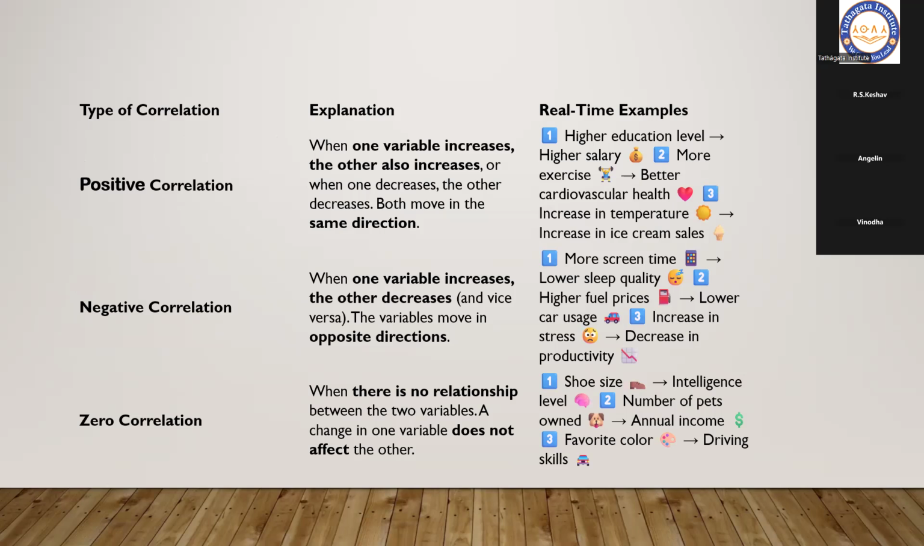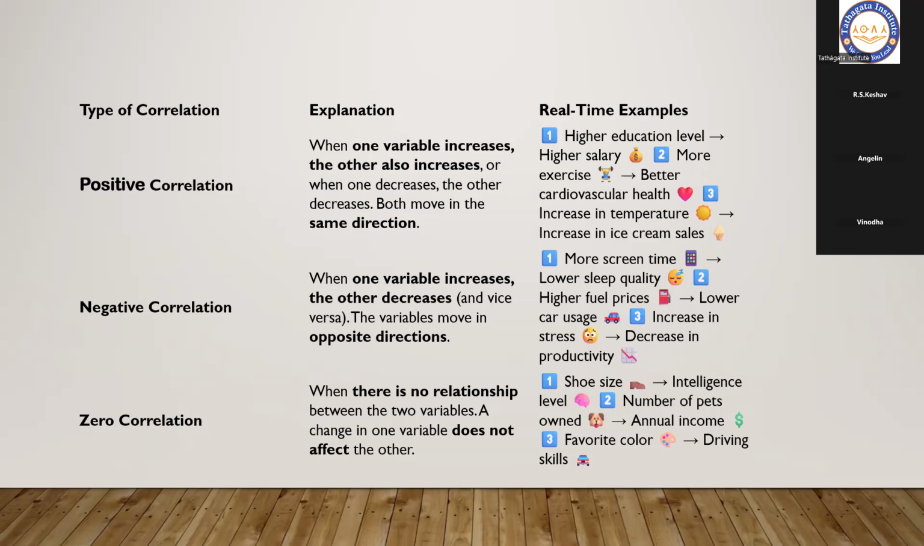As one progresses, if one increases, the other will increase. If one decreases, the other will decrease. This is positive. The examples given here: if higher education level increases, there would be higher salary. More exercise, better health. If there is an increase in temperature, there is an increase in ice cream sales. So if one variable increases, the other also increases. Then it is called positive correlation.